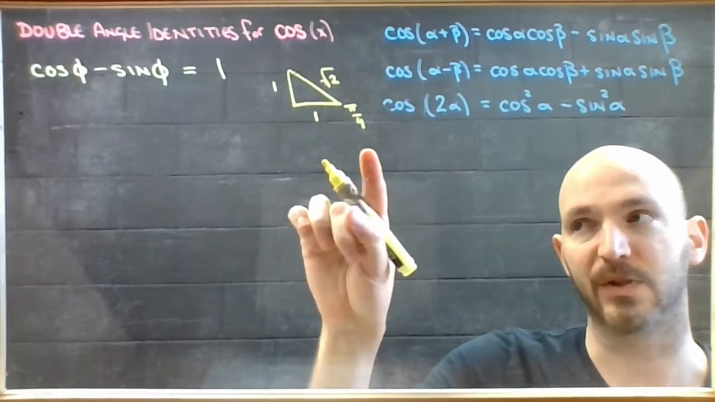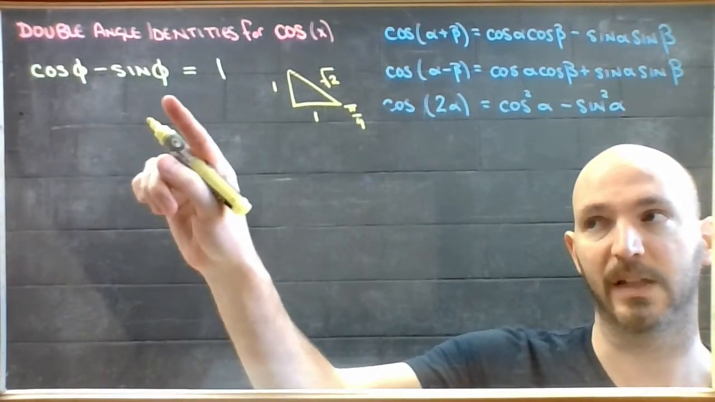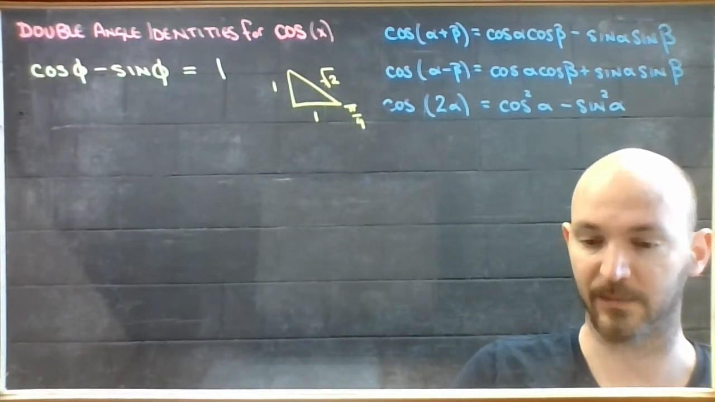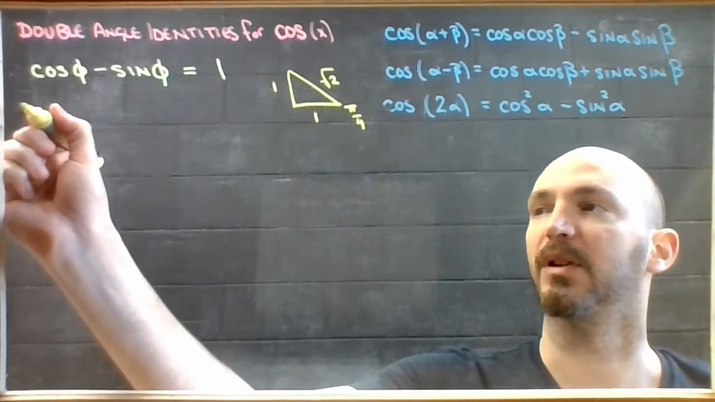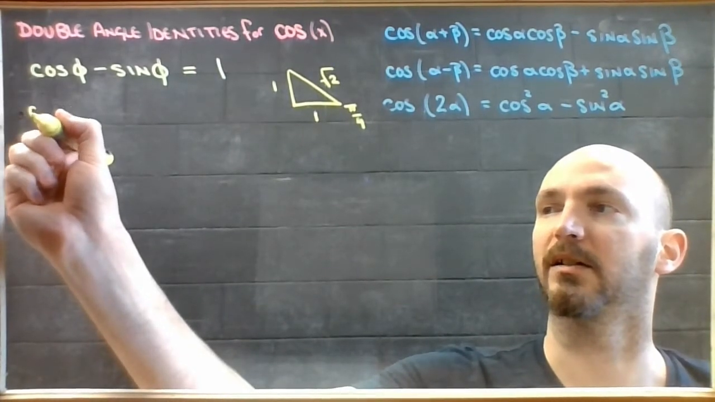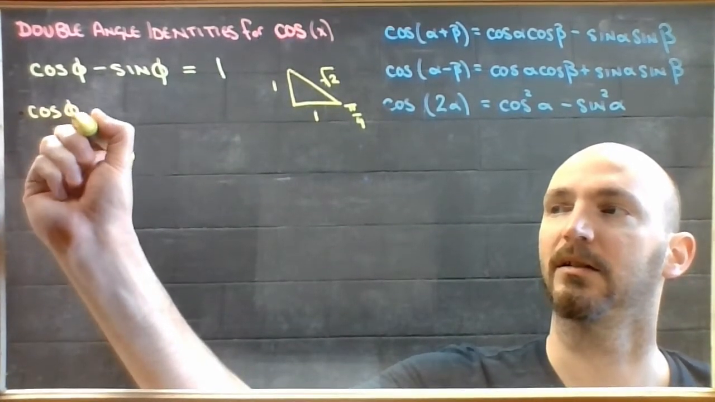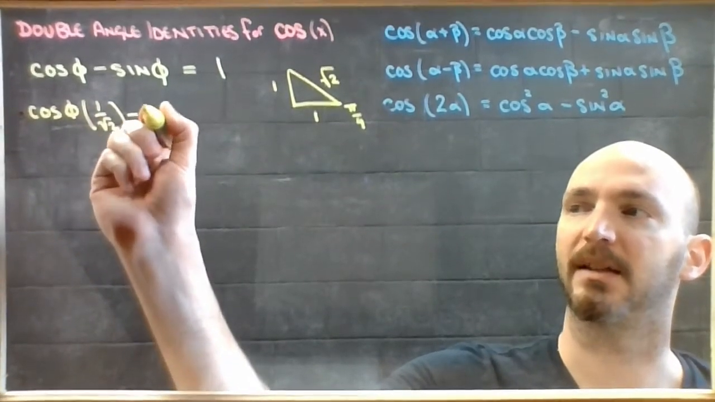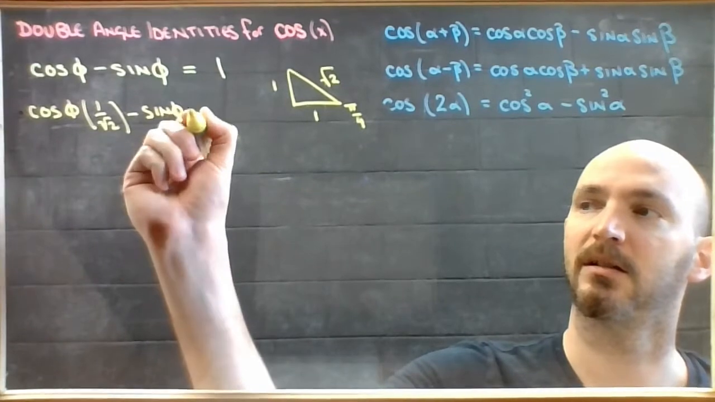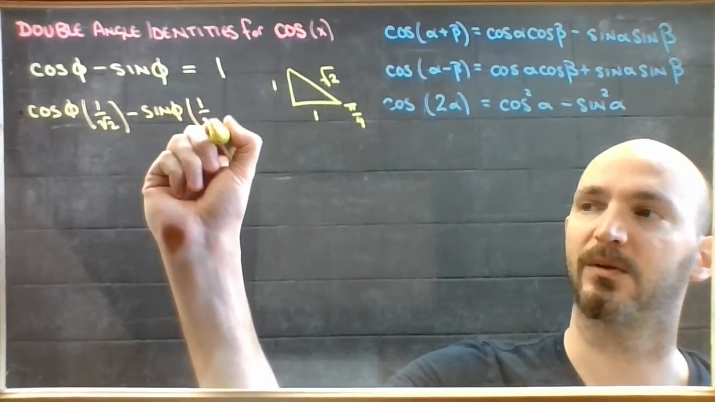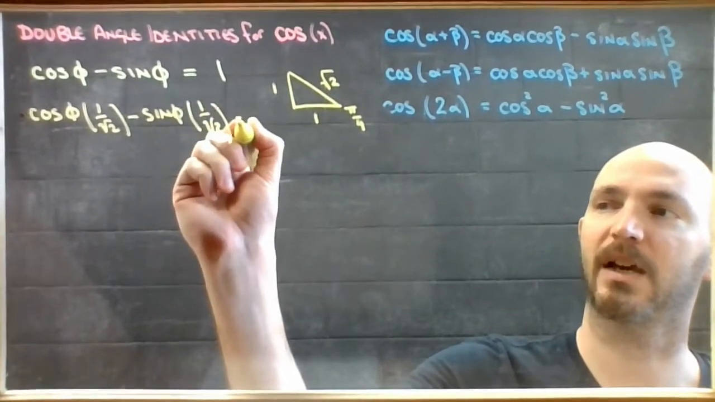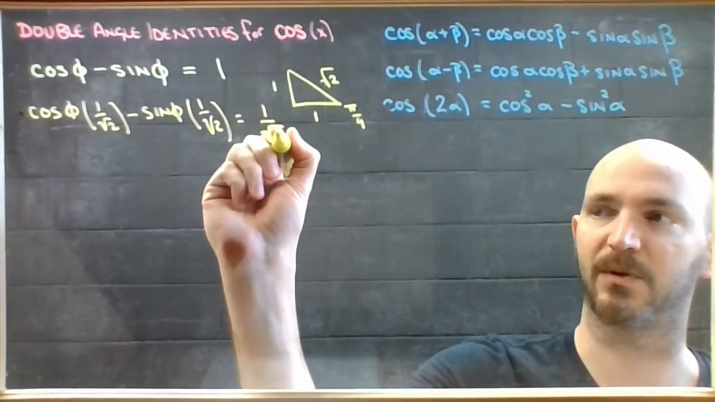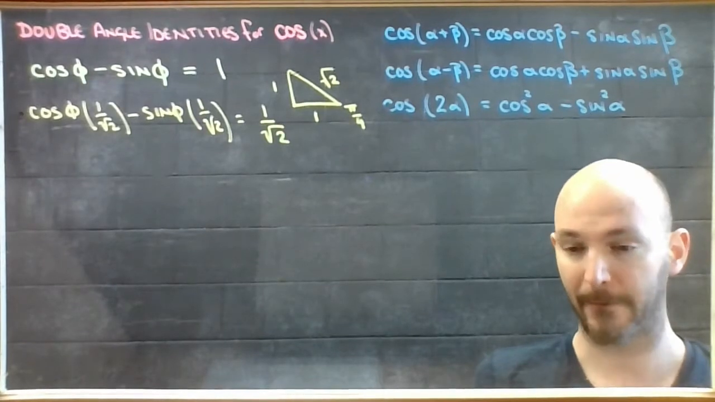So if I could introduce a 1 over root 2 in these two terms, then I'd be able to do that. So I'm just gonna fudge that in. I'm gonna put in cos phi times 1 over root 2 minus sine phi 1 over root 2. And that's okay as long as I multiply this by 1 over root 2 as well. 1 times 1 over root 2 is just 1 over root 2.